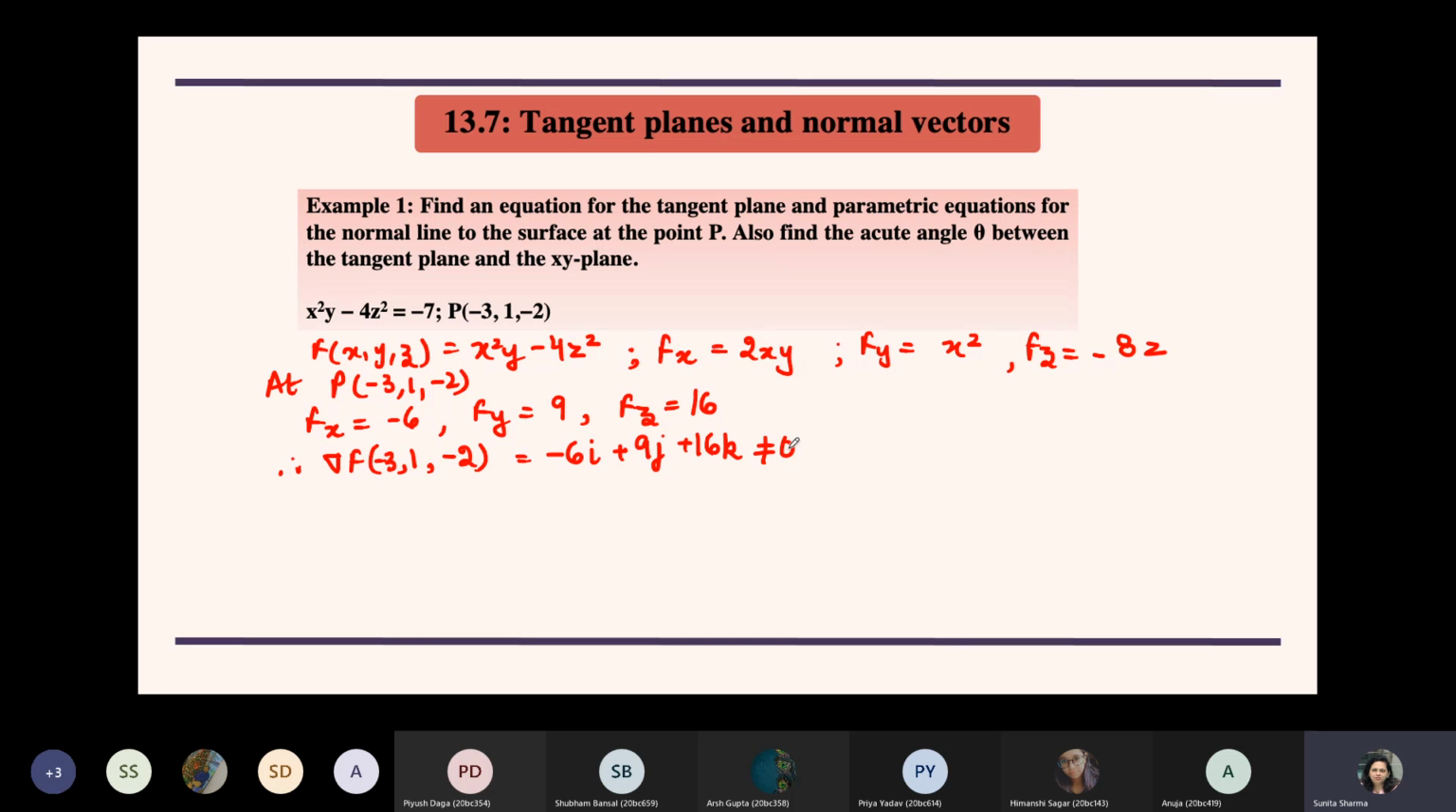Till here, is it fine with everyone? Anyone has any doubts? Priya, is it fine? Yes, ma'am. Yes, okay. Now, once we have found the gradient, next thing is that we have to uh, take the equation or use the point normal form to find the equation of the plane.